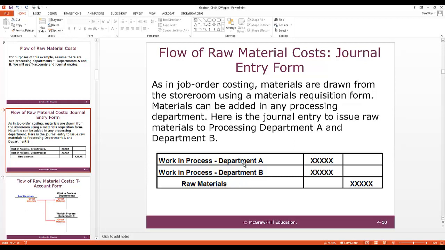We have a debit to work in process for Department A for the direct materials that they're using. We have a debit to work in process for Department B for the direct materials they're using. And then we have a credit to raw materials for the total. It's also important to remind ourselves that if we have indirect materials being used, those are going to hit a manufacturing overhead account, so we wouldn't be assigning those directly to work in process.